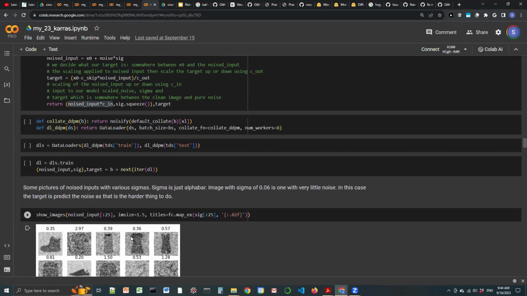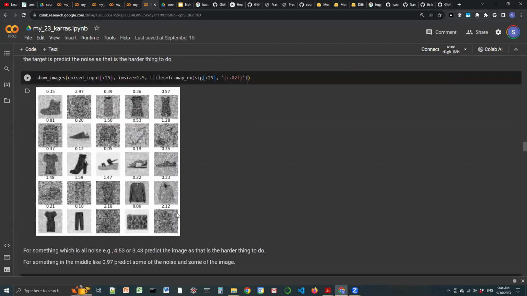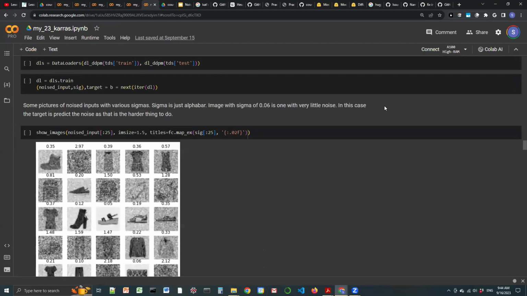And remember, sigma is just like alpha bar, right? So when I ran this, we can look at 0.05. When we look at this 0.05, this has very little noise. In this case, the target is to predict the noise, as that is the harder thing to do, because there's a lot of image. Predicting the image is the easier thing to predict. So you want the harder thing to predict, so you predict the noise.